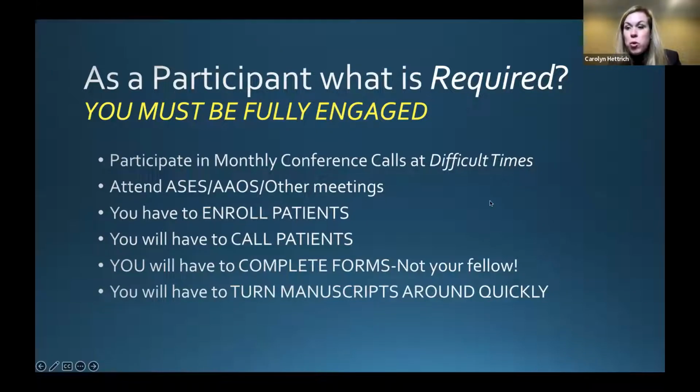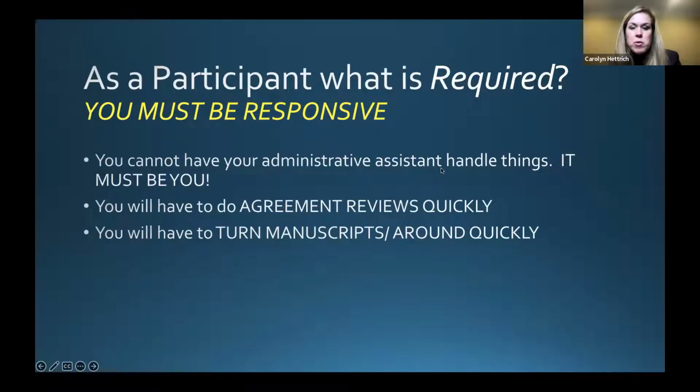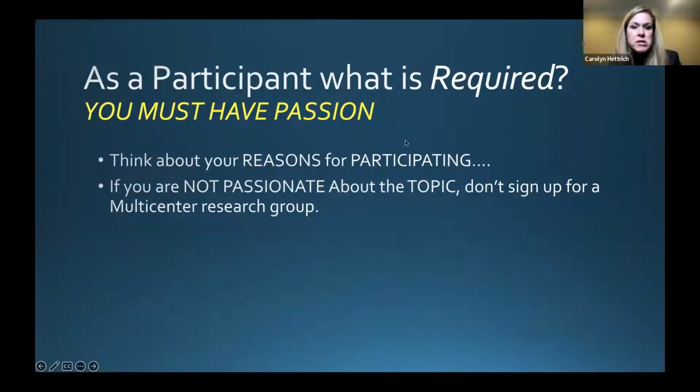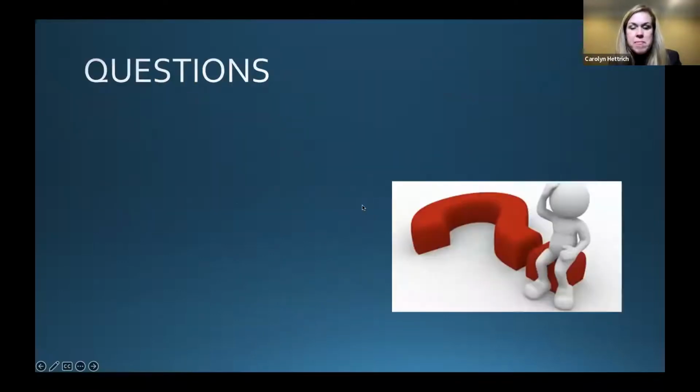You have to complete your forms, and we require it's done by the attending and not the fellow. And that again takes time, and you have to turn manuscripts around quickly. You have to be responsive, and so do things again quickly, and it has to be you and not your administrative assistant. So again, why should you do this? It's because you have passion in finding the answer to the question. And if you don't have passion, you probably shouldn't participate, because it is a drain on your time. And I'd be happy to answer any questions that anyone has.